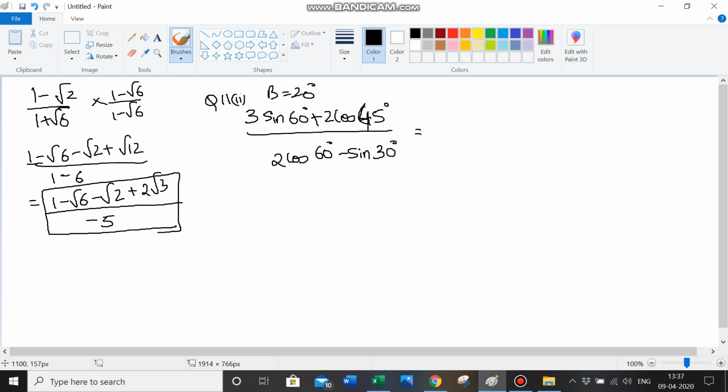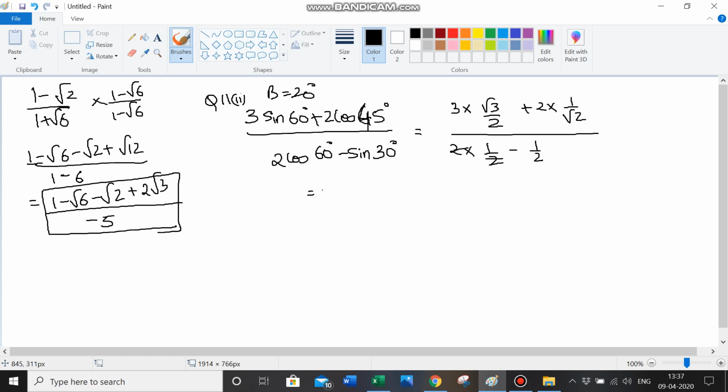Now let's get to the values and let's substitute values. So I have 3 into sine 60. Sine 60 is root 3 by 2, plus 2 into cos 45. Cos 45 is 1 upon root 2, divided by 2 into cos 60. Cos 60 is half, minus sine 30. Sine 30 is also half.